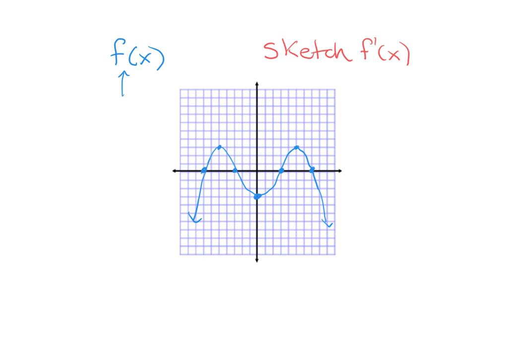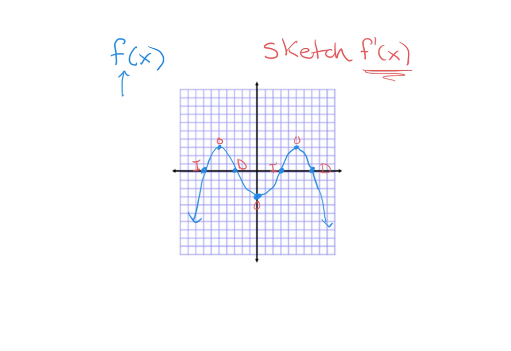So when we're sketching these, we're not going to be super specific. We're just going to get the main idea. A derivative graph is also called a slope graph. So let's think about the slope of f of x. Here it is increasing, here it's 0, decreasing, 0, increasing, 0, decreasing.